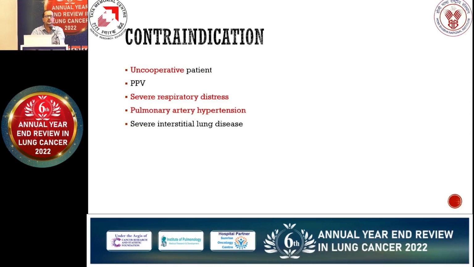Coming to the contraindications, actually there are very limited contraindications for doing a biopsy. Obviously an uncooperative patient, but we can do it under general anesthesia. Others are positive pressure ventilation, severe respiratory distress, pulmonary arterial hypertension, and severe interstitial lung disease. So these are some of the minor or relative contraindications.